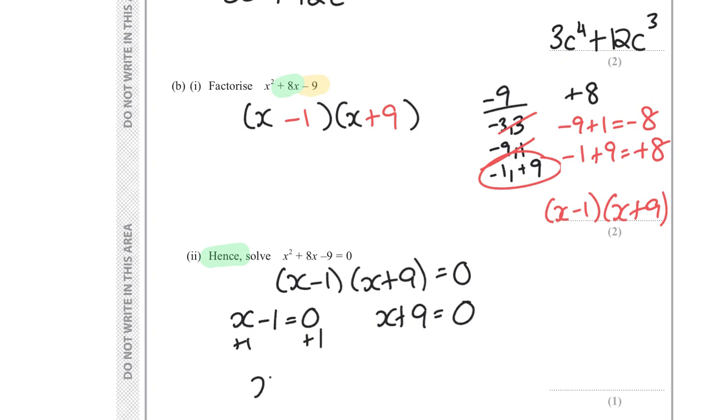So we're going to add 1 to both sides here. That gives us x equals 1. And we're going to subtract 9 from both sides here to give us x equals -9. So your two solutions are 1 and -9. That's only one mark. You just need to use your previous part to answer that question.